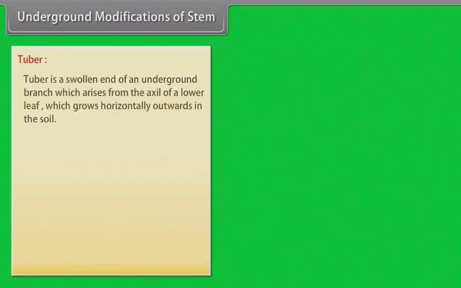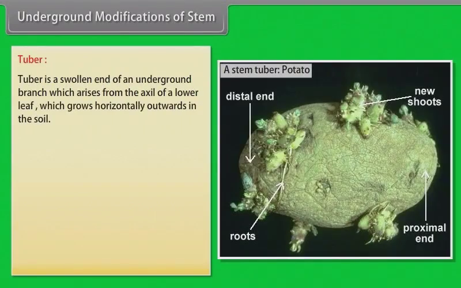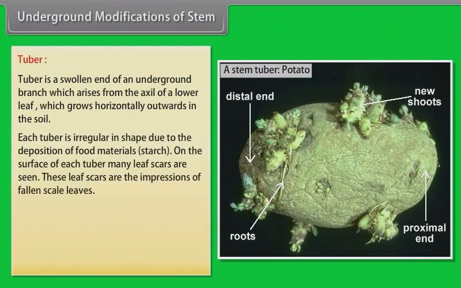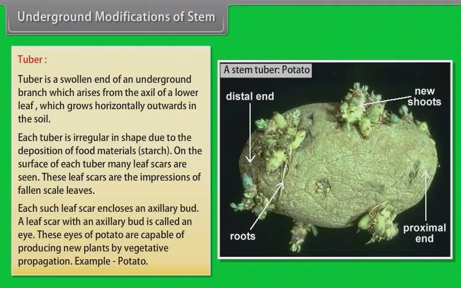Tuber. Tuber is a swollen end of an underground branch which arises from the axil of a lower leaf, and grows horizontally outwards in the soil. Each tuber is irregular in shape due to the deposition of food materials, starch. On the surface of each tuber, many leaf scars are seen. These leaf scars are the impressions of fallen scale leaves. Each such leaf scar encloses an axillary bud. A leaf scar with an axillary bud is called an eye. These eyes of potato are capable of producing new plants by vegetative propagation. Example: potato.